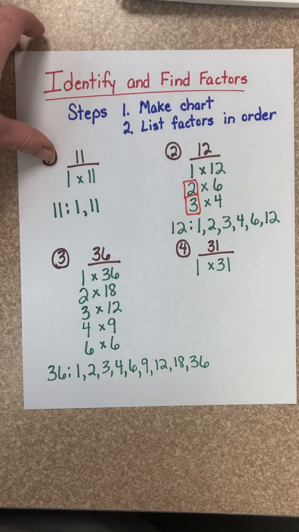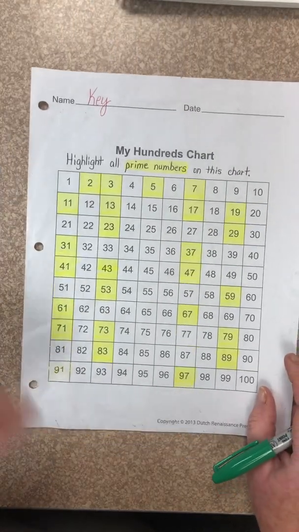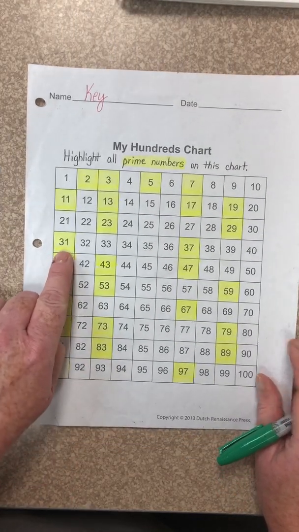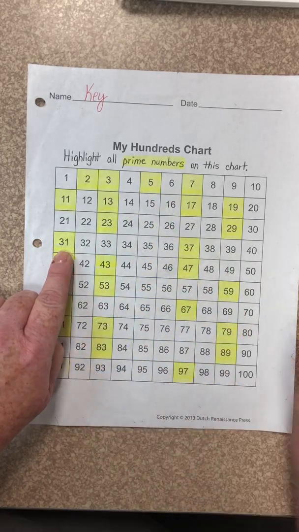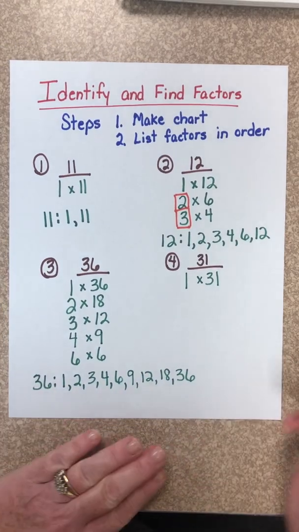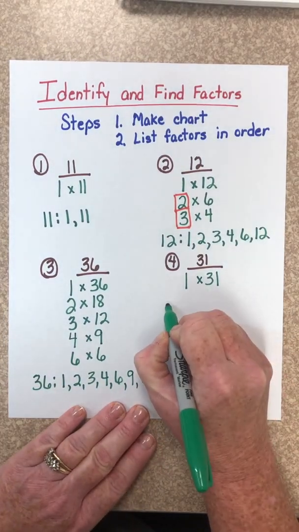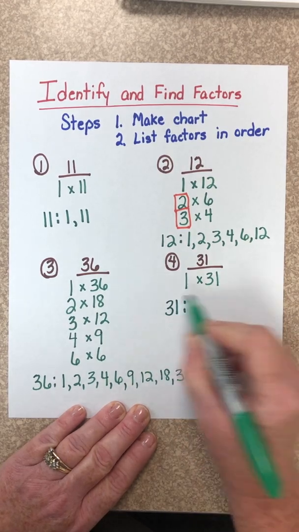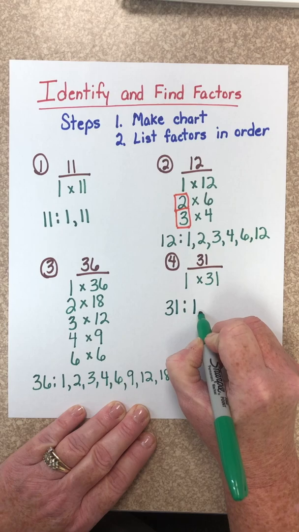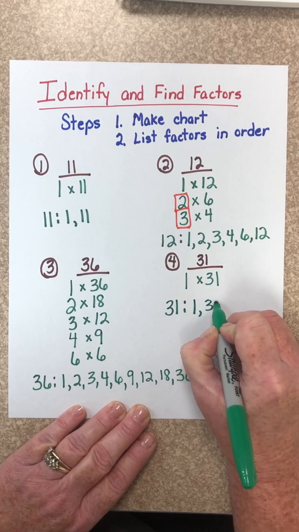Well, let's refer to the hundreds chart again, and let's look at 31. 31 is a prime number, so it should only have 2 factors. So let's list the factors in order. So we start with 31 and a colon, and we just list them in order, so that would be 1, 31.